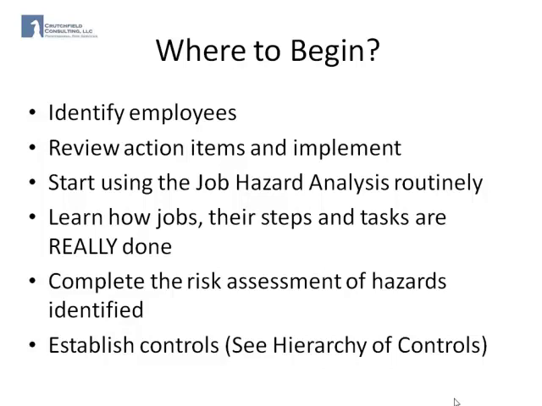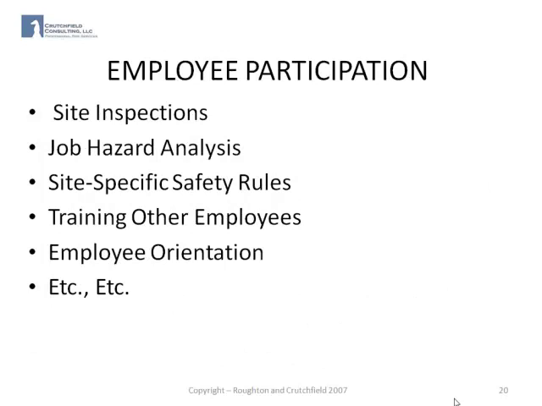Complete the risk assessment for those hazards identified and establish your controls. And we've covered the risk assessment matrix and the hierarchy of controls in a couple of other videos that you might want to look into. For employee participation, the sky's the limit. You might have site inspections, getting involved directly in the job hazard analysis because they know the job, site-specific safety rules, customizing rules for your specific needs, training of other employees, so sharing of knowledge between each other, use in employee orientation, accident investigation, a number of areas that you might want to design employee participation or request participation in.